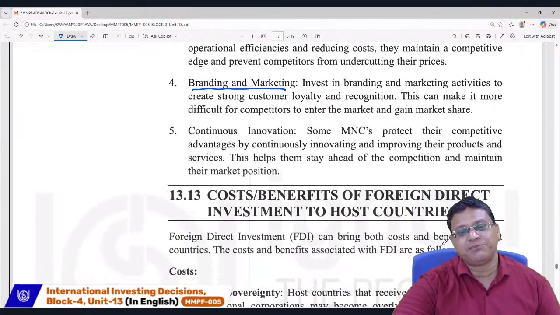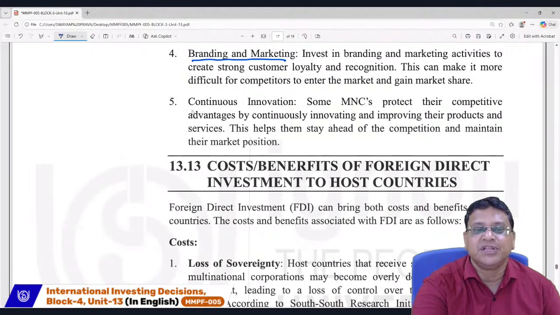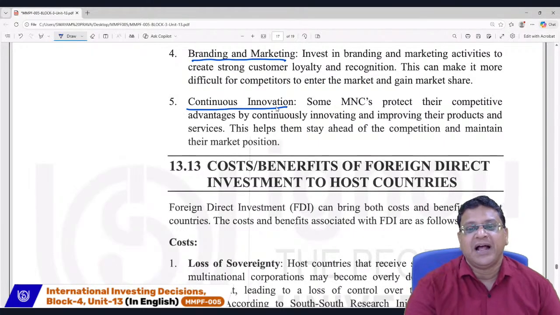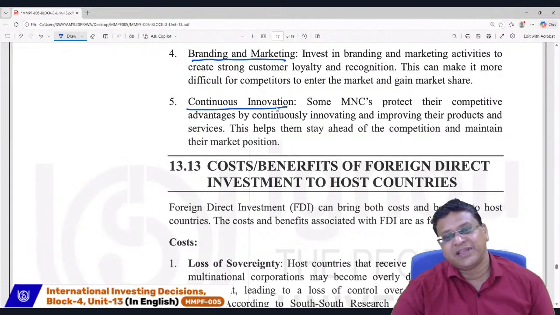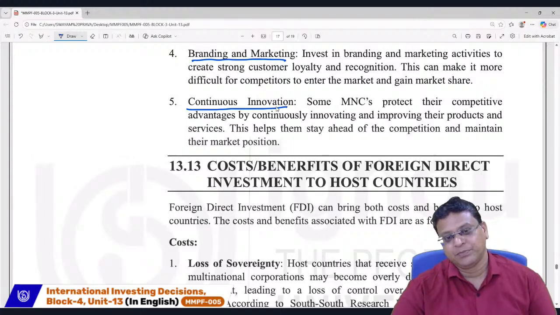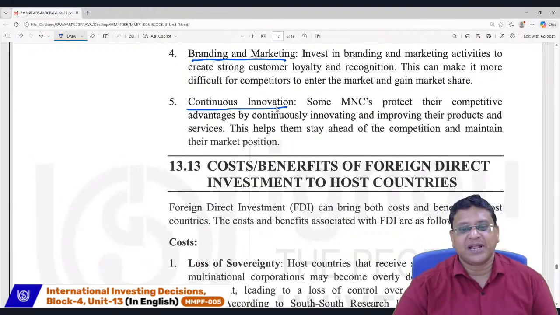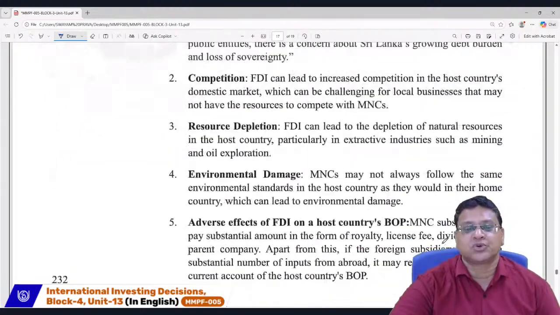And the next way of maintaining competitive advantage is continuous innovation. Innovate, and innovate, and design new products. Bring changes to your product. Everyday innovation, small innovations, continuous innovation can keep you competitive in the market for a long period of time. Next, we will discuss what are the benefits and costs of MNCs or costs of FDI to a host country.